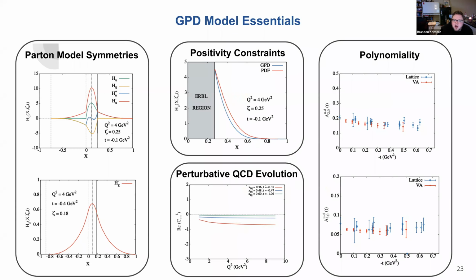And so our GPD model has all these essentials that one would expect. It obeys parton model symmetries. It obeys positivity constraints, which say that at finite t, it is actually smaller than, for instance, the PDF in this region. It obeys polynomiality at the numerical level, and it can also be perturbatively evolved using a PQCD numerical framework.